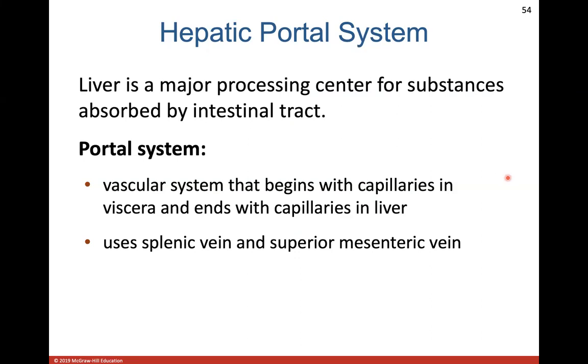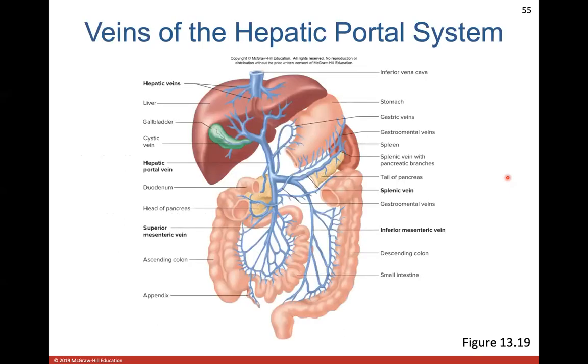It begins with capillaries in the viscera or the organs, and ends with capillaries in the liver. And it uses the splenic vein and the superior mesenteric vein. So here we have veins of the hepatic portal system, and these veins, the inferior and superior mesenteric veins, are taking blood from the digestive tract through the hepatic portal vein into the liver, where all those nutrients from the substances you eat will be processed, cleared out and used for different things that your body needs. So this hepatic portal system is a specialized type of venous drainage that's draining blood full of nutrients from your digestive tract, taking it to the liver for processing.